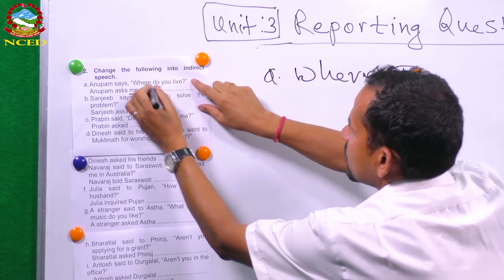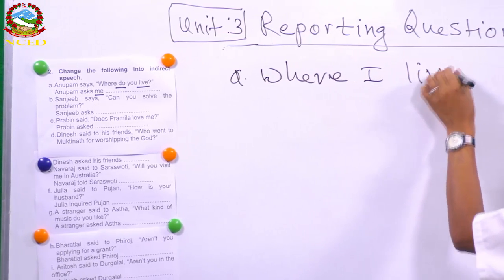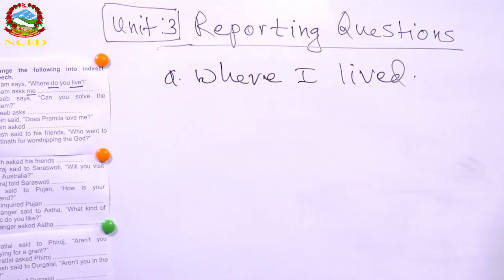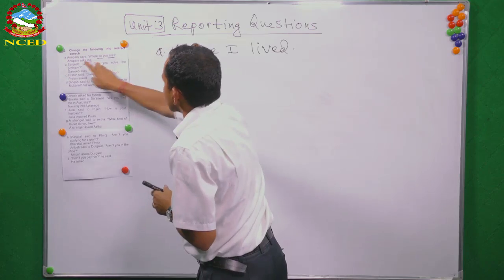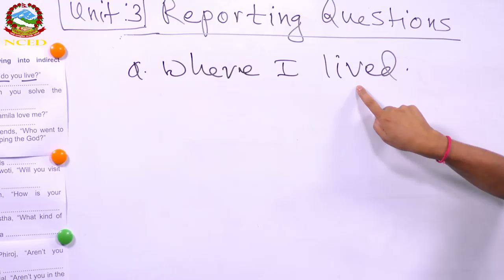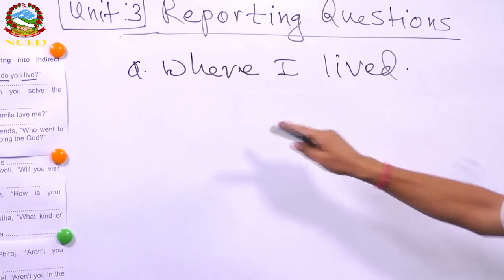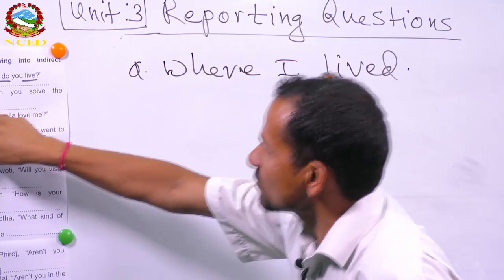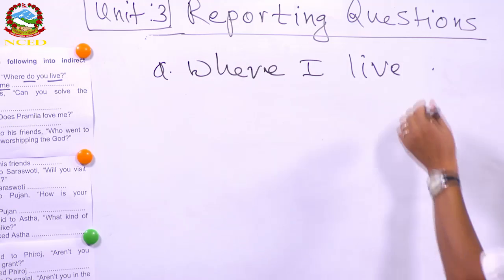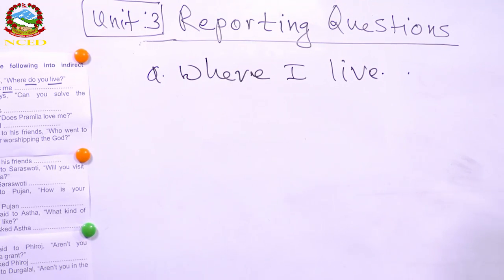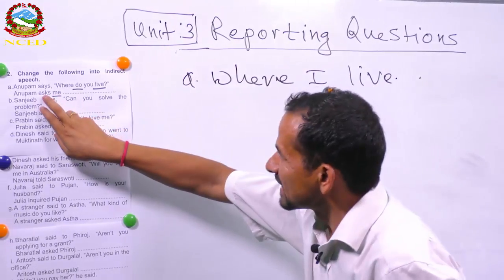Do and live together make present tense, so we change into past. Simple. No, it's not simple, right? It's in present tense. Do you think it's correct? It's not correct, because whenever the reporting verb is in present tense, we don't change the tense. So it is just where I live. Anupam asks me where I live. Why are we not changing the tense? Because the reporting verb is in present tense.